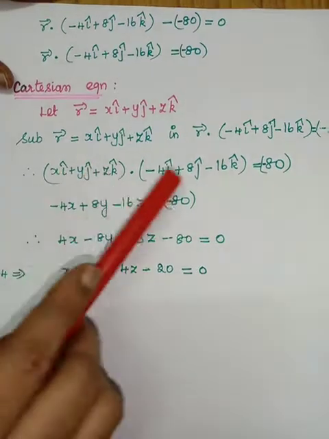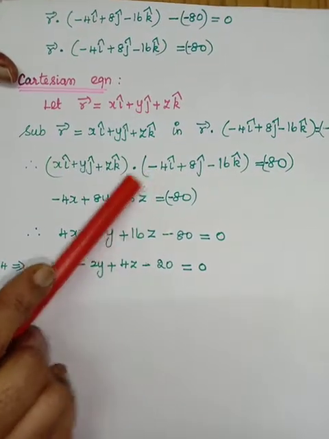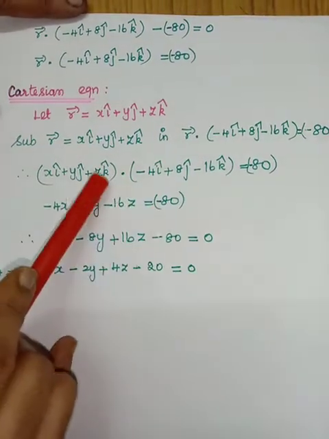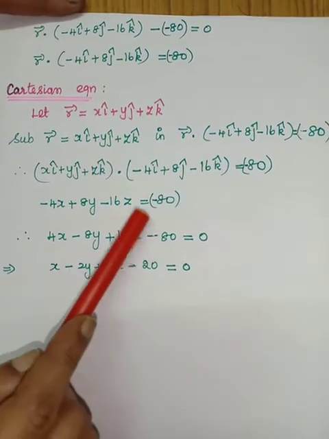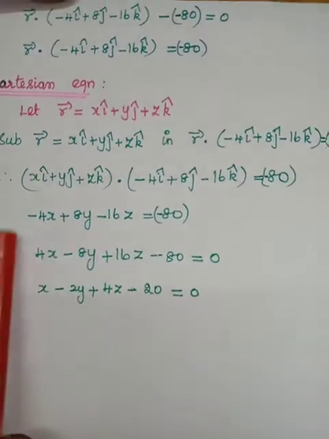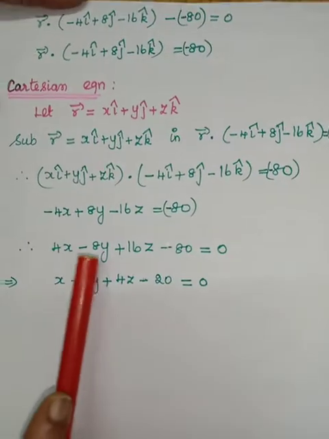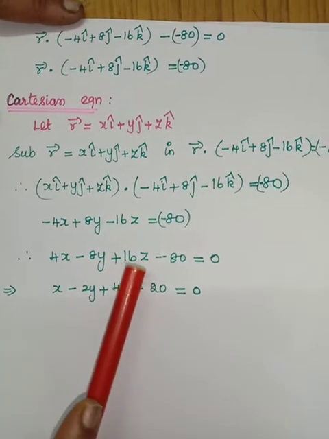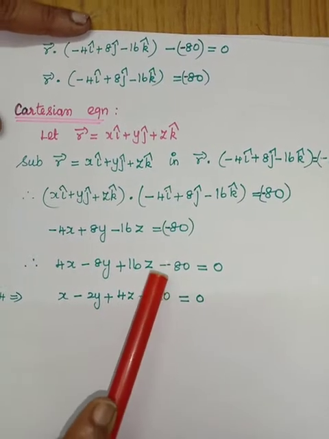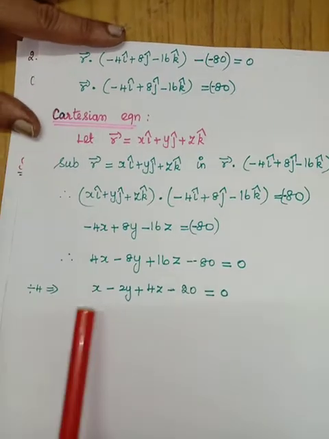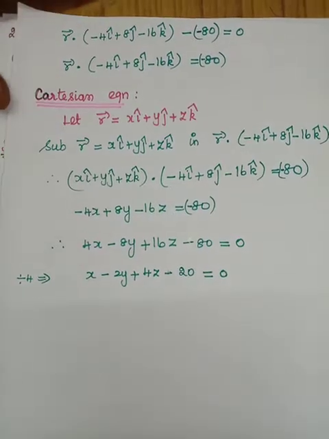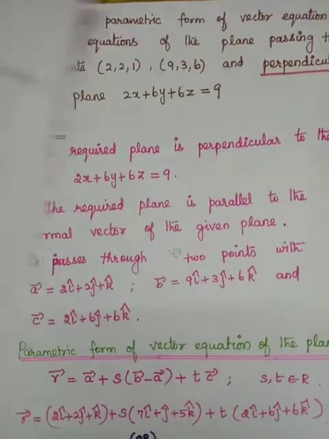Now how to take the dot product between these two vectors? Minus 4 into x is minus 4x, 8 into y is plus 8y, and z into minus 16 is minus 16z, equal to minus 80. Next, divide by minus: 4x minus 8y plus 16z is equal to 80. When you bring it here, it is minus 80. Divided by 4, you will get x minus 2y plus 4z minus 20 is equal to 0. We'll come to the next problem.